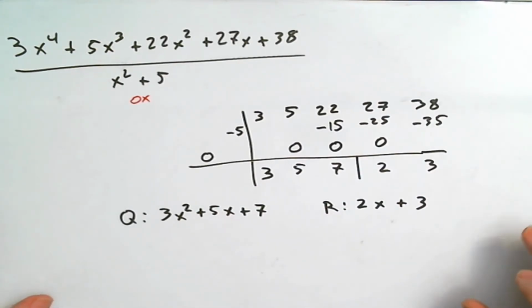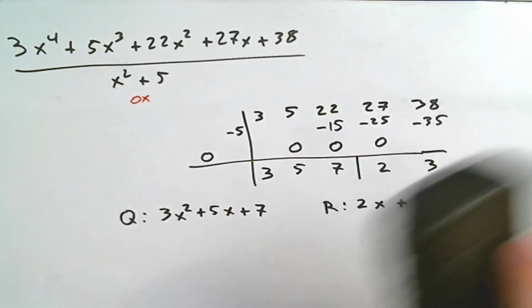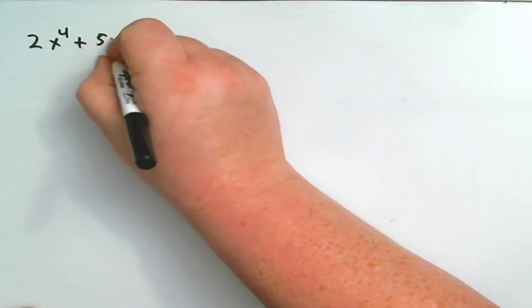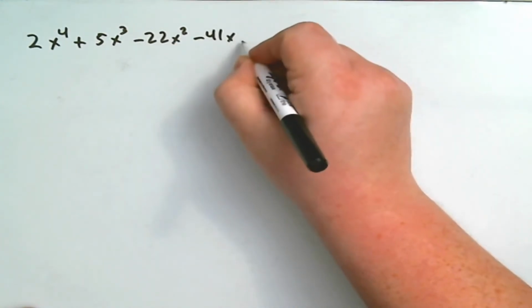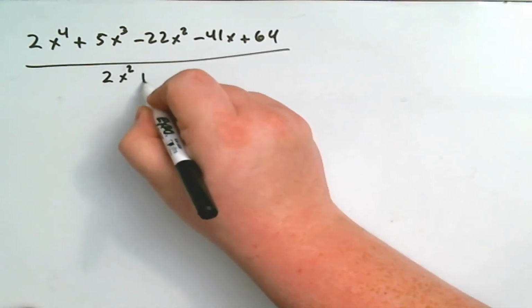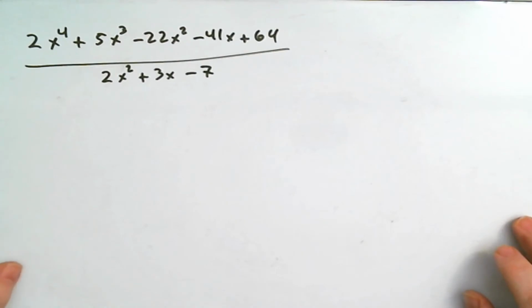So cool. Okay, let's adapt this now to non-monic quadratics. It's the same adaptation we did with non-monic linear. Okay, let's dive into the example. Alrighty, so consider 2x to the fourth plus 5x cubed minus 22x squared minus 41x plus 64, all divided by 2x squared plus 3x minus 7.